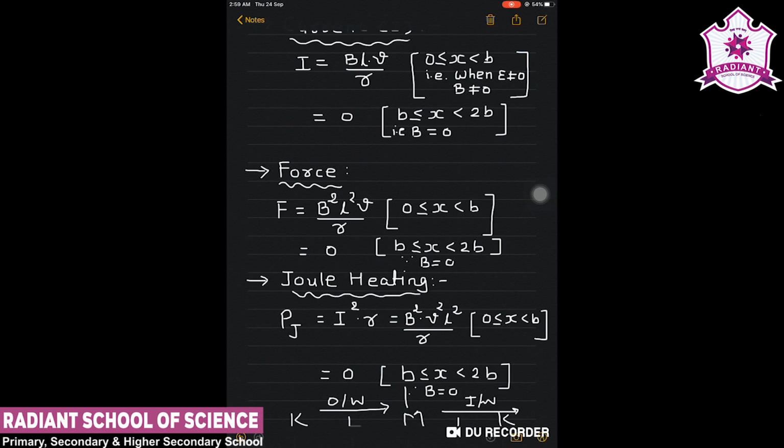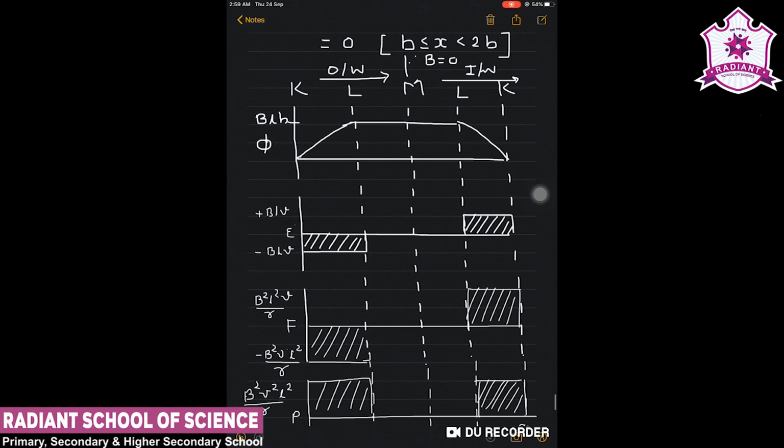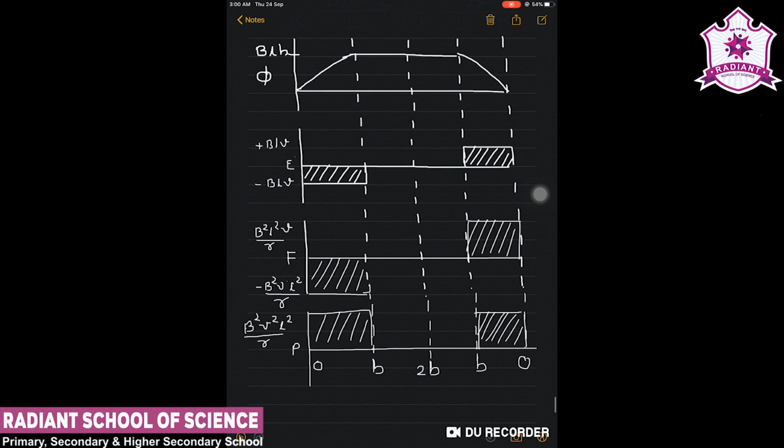Now the graphical sketch of the variation of these quantities with respect to distance is given in the graph below. Here we have shown the inward and outward directions by O with an oblique line, which shows the outward direction, and I with an oblique line, which indicates the inward direction. Now we have bifurcated the distance, that is from 0 to b, then b to 2b, then again 2b to b and b to 0 in the bottom line.